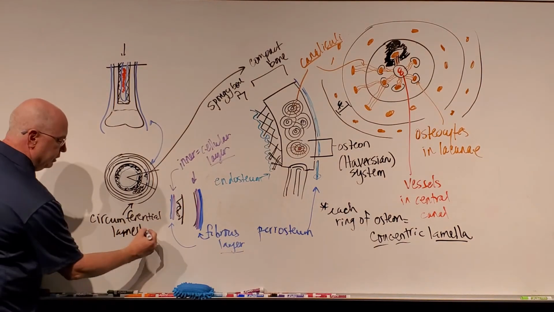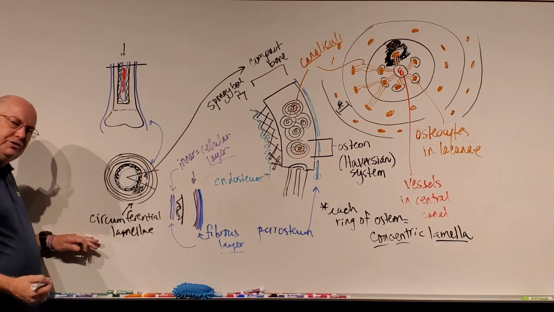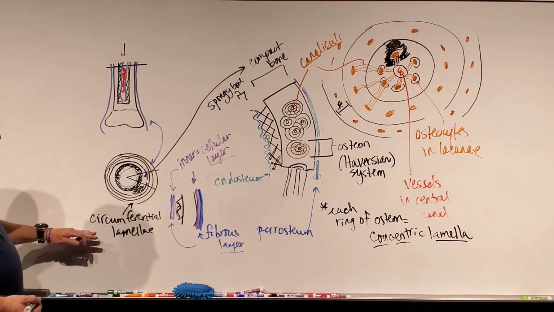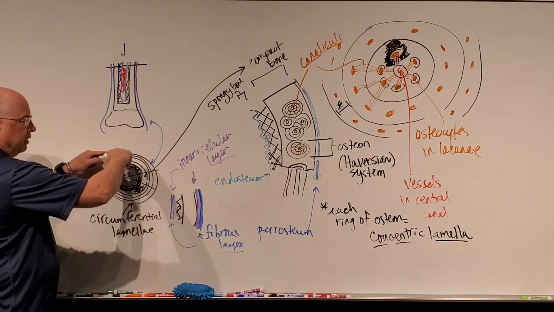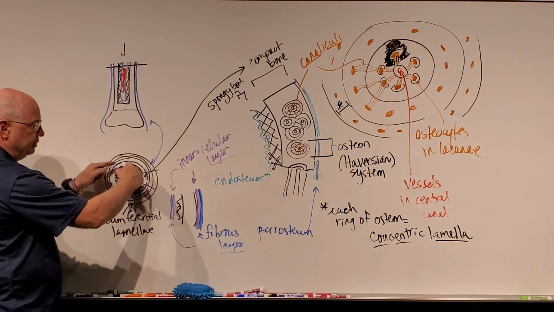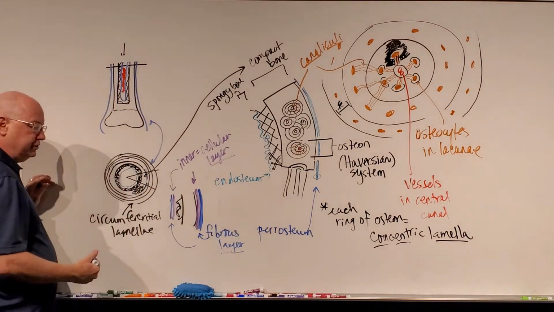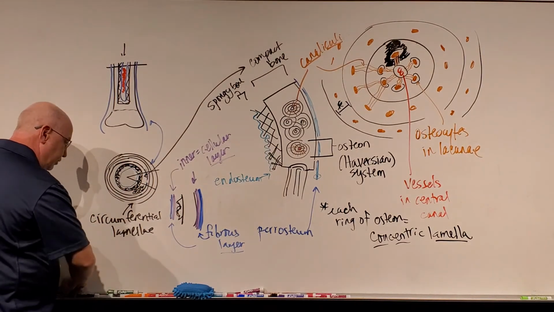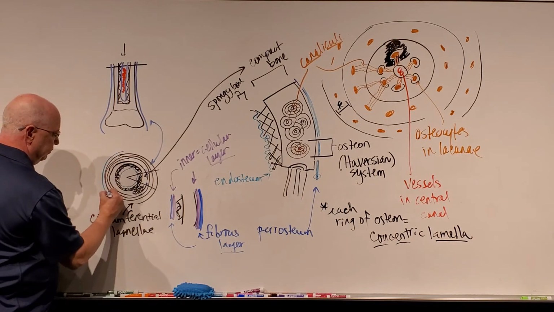And by the way, you should be looking up all these terms in your textbook and following along in the textbook. But the circumferential lamellae are the layers of bone tissue that grow around the diaphysis just deep to the periosteum of bone.